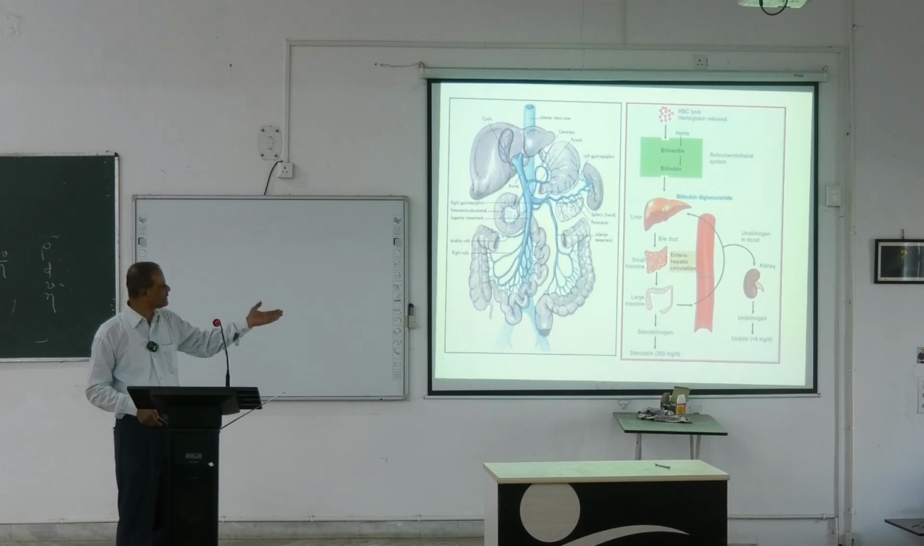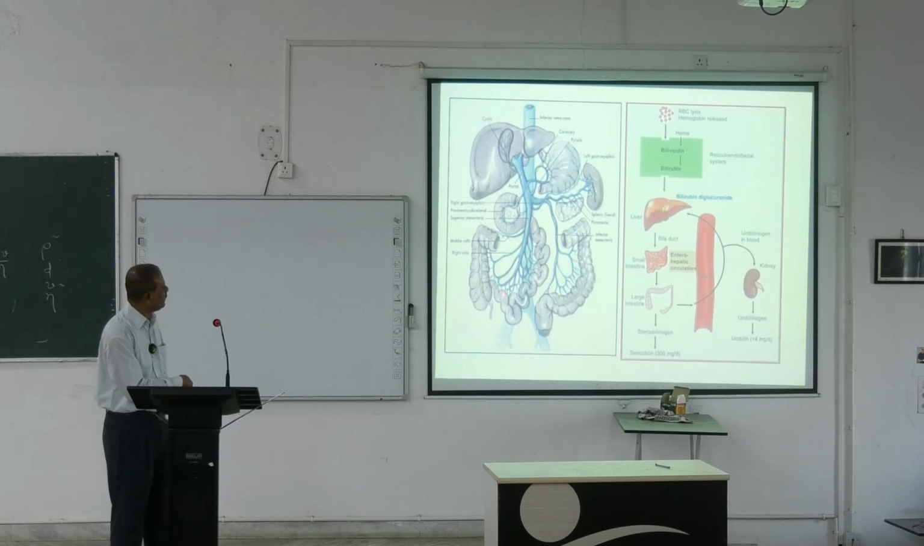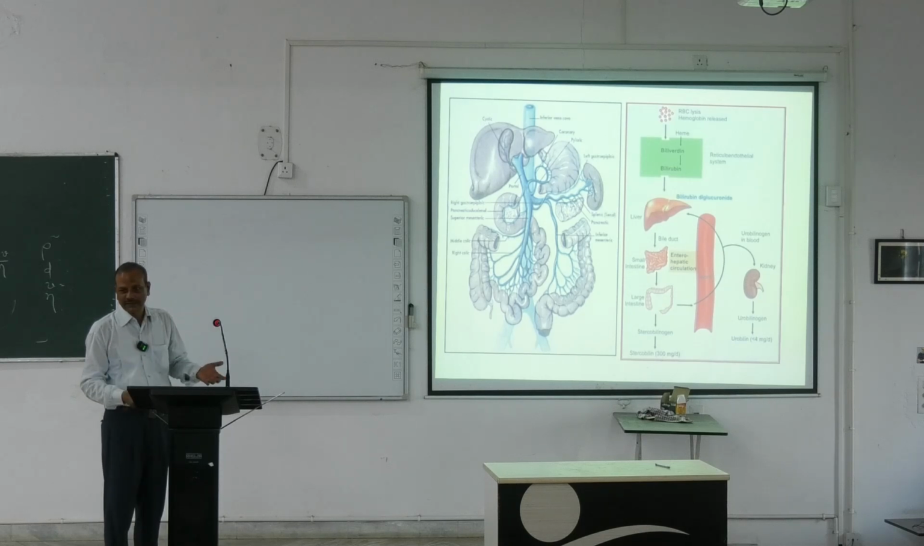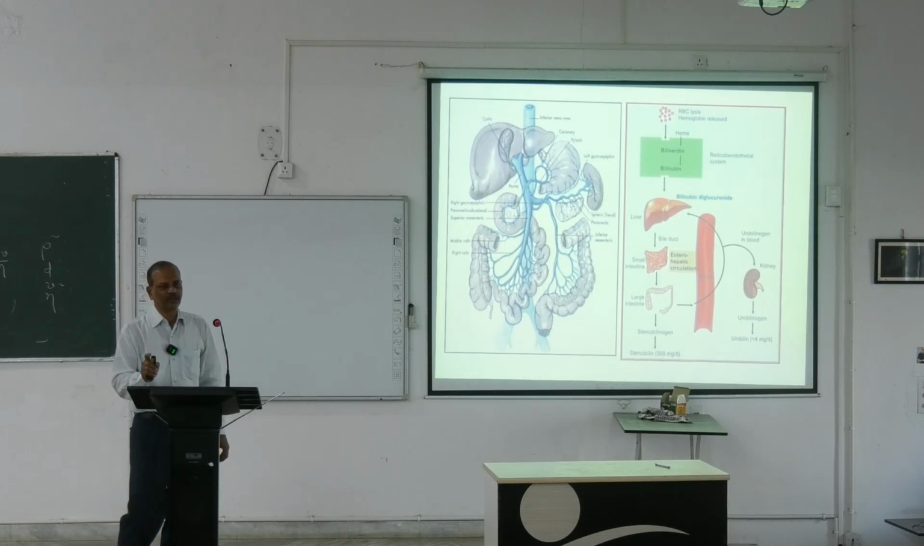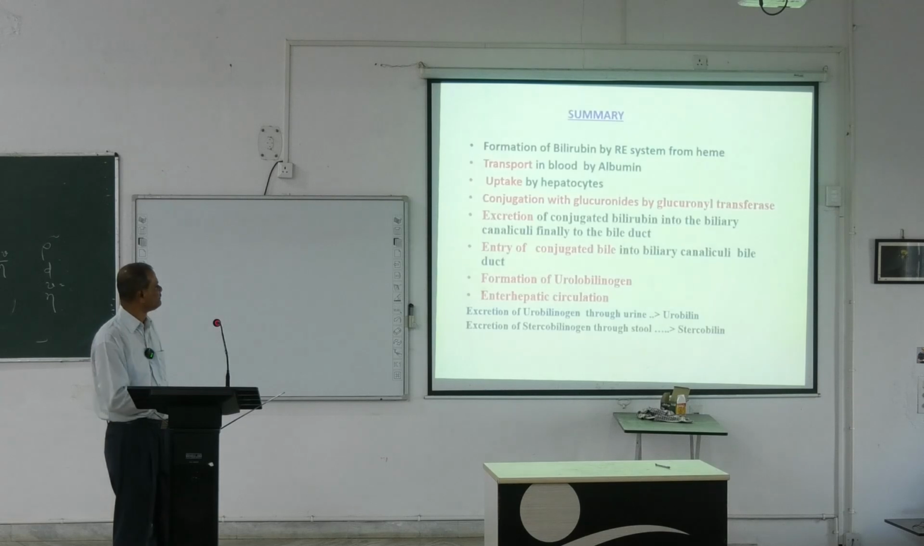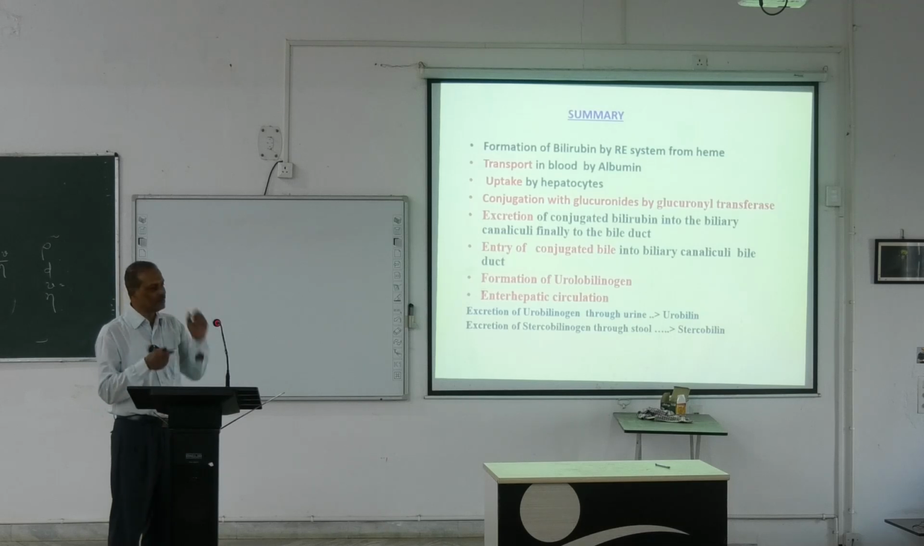Now, if there is a small amount, it will not be detectable. But if a huge amount of urobilinogen is absorbed, the liver will use as much as it can. The rest it will throw into the circulation, and only that excess amount of urobilinogen will come and appear in the urine. So, summary, you know this by now: formation, transport, conjugation, excretion, recirculation.